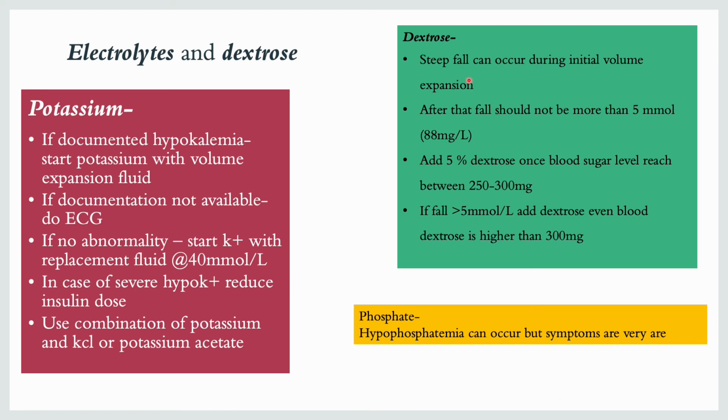So how can you monitor the glucose fall? Initially the fall will be steep. The glucose fall during insulin infusion should not be more than 5 millimole per liter or 90 mg per deciliter. If the fall is more than that, we have to evaluate the insulin infusion, and add 5% dextrose once the blood sugar level reaches between 250 to 300. And if the fall is more than that limit, then we have to add dextrose even if the glucose is higher than 300.